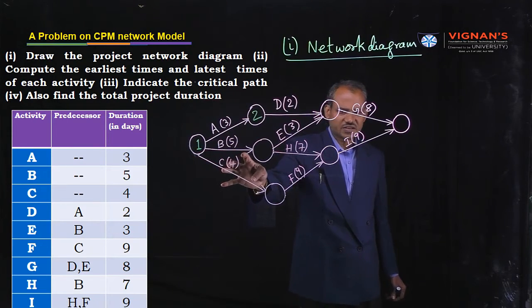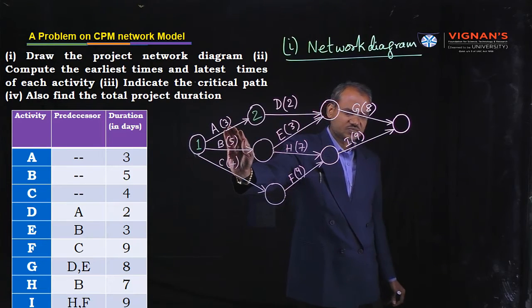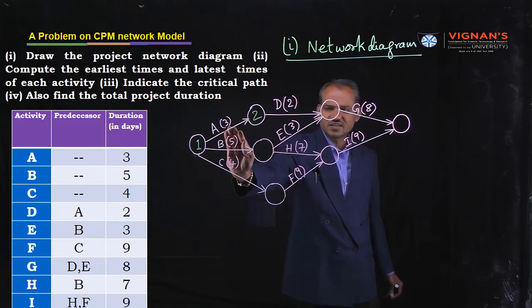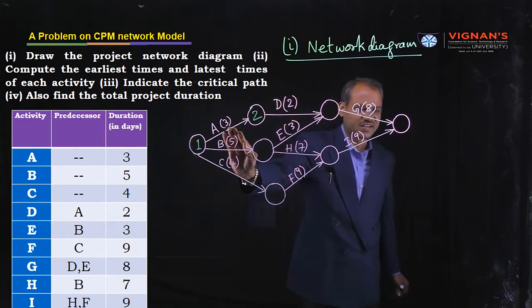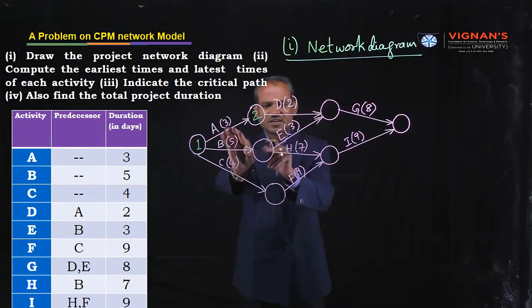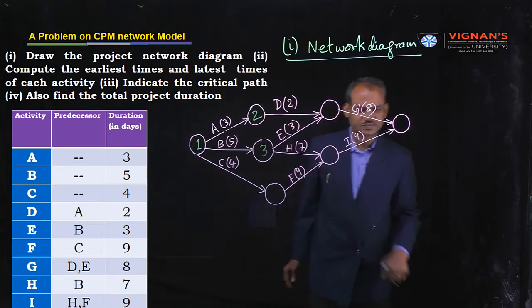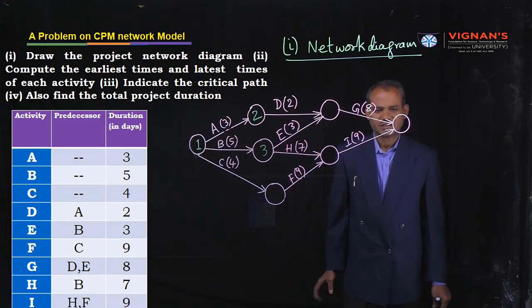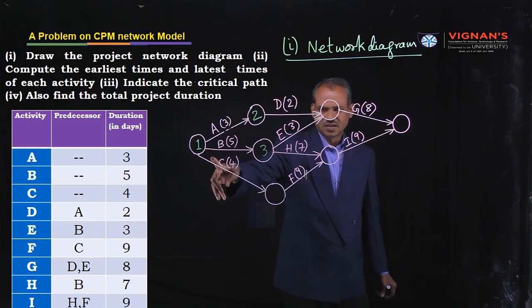That means B. Now consider this activity. Ignore it first, remove it temporarily. Then it will create a new initial event. This event is numbered as the next number, 3. Okay now? Next, consider another activity.